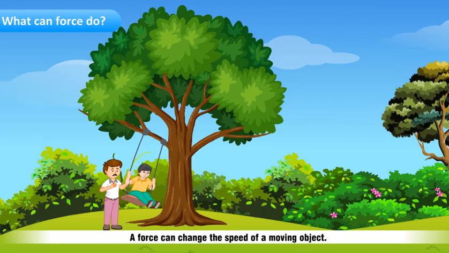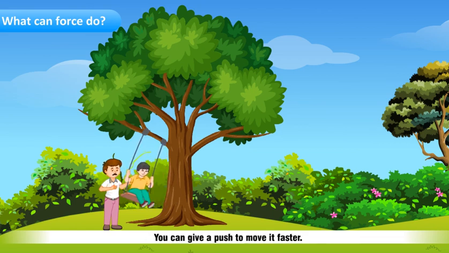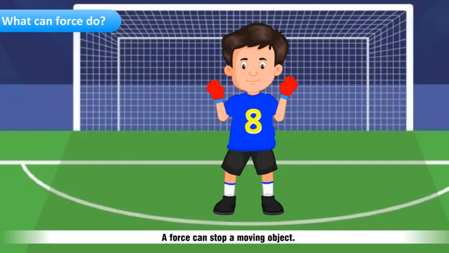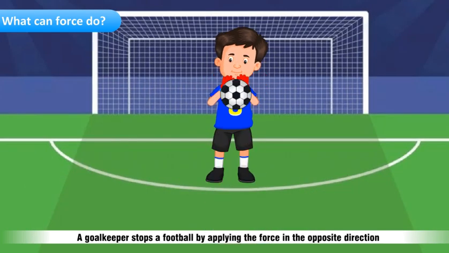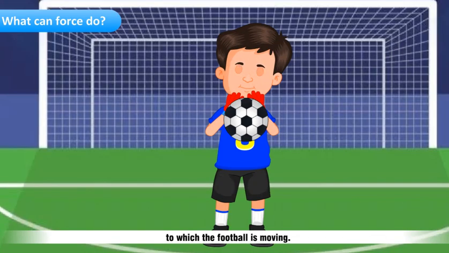A force can change the speed of a moving object. You can give a push to move it faster. A force can stop a moving object. A goalkeeper stops a football by applying the force in the opposite direction to which the football is moving.